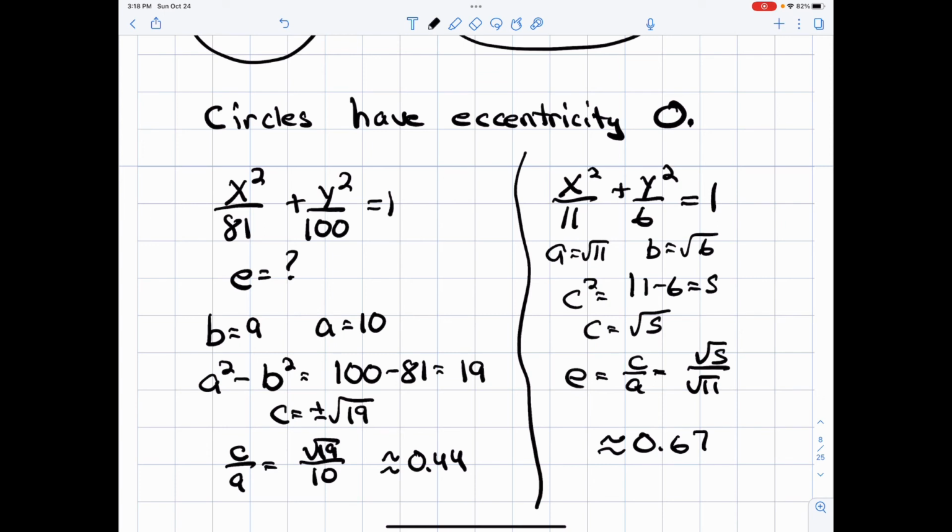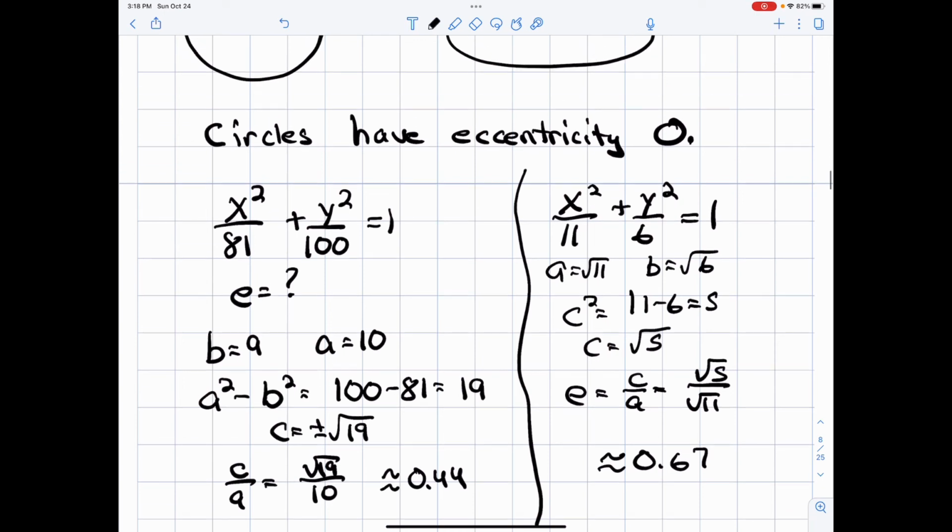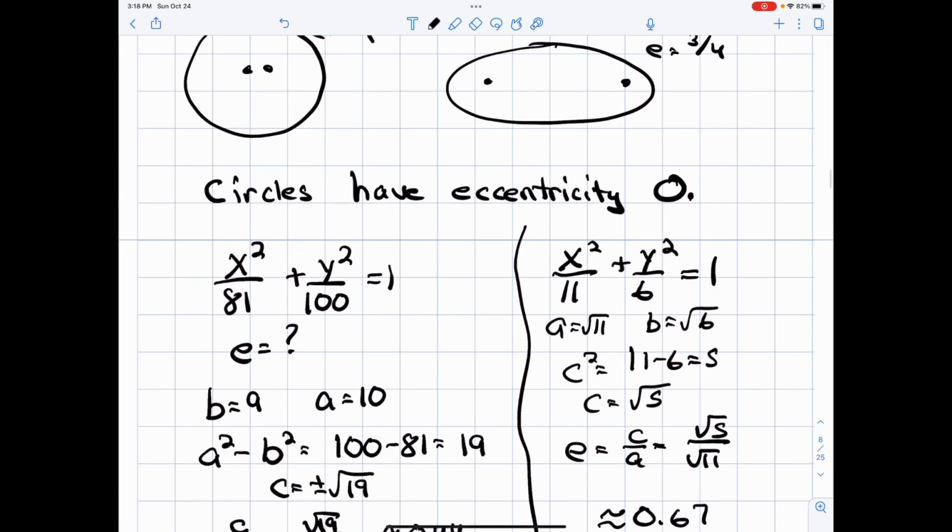So your ellipse is going to be more stretched out compared to the one on the left. So the closer to 0 you get, the more circular you are. The closer to 1 you get, the more stretched out and flattened you are. The foci: the more circular you are, the foci are closer together. The more stretched out you are, the foci are further apart.